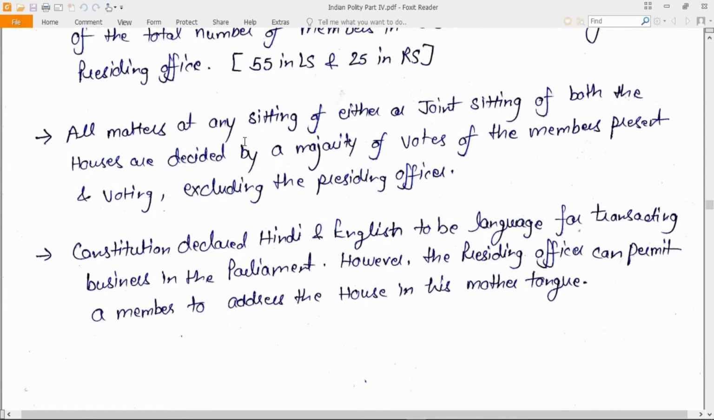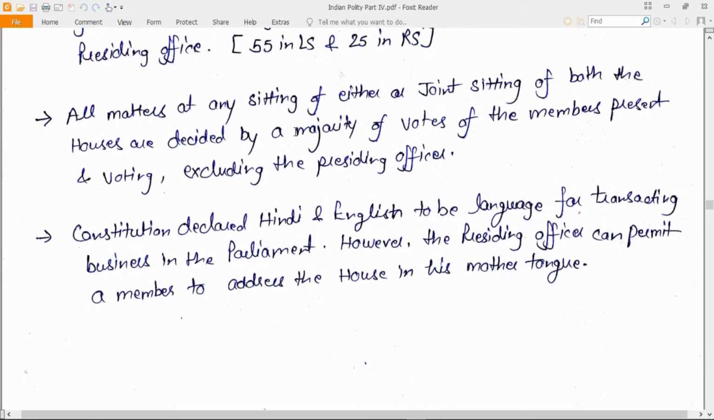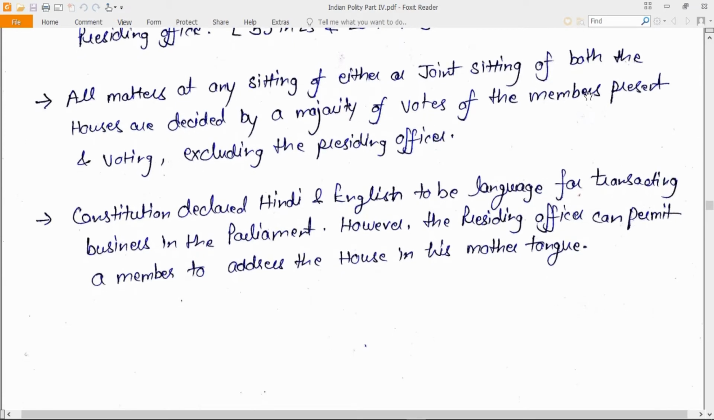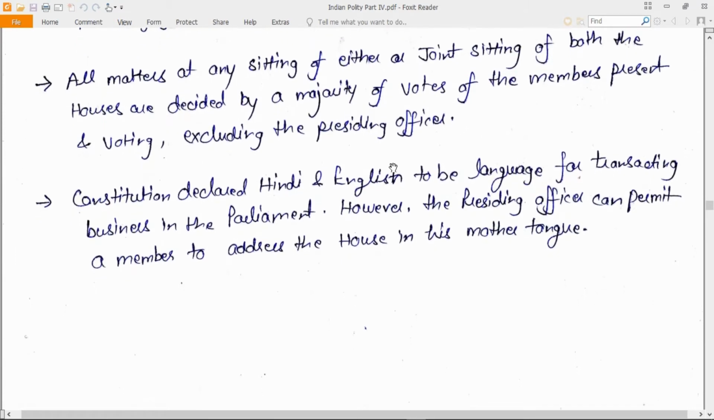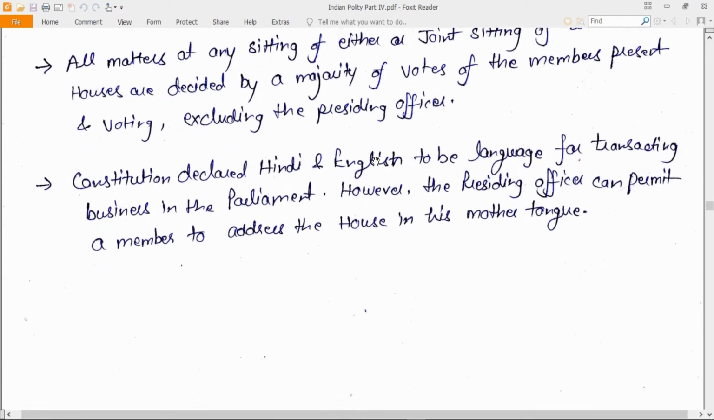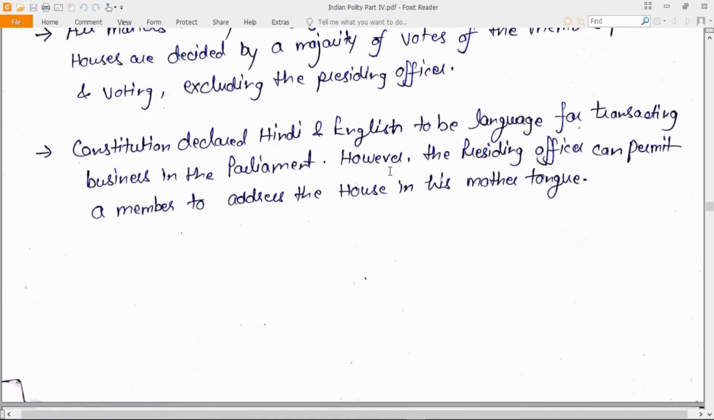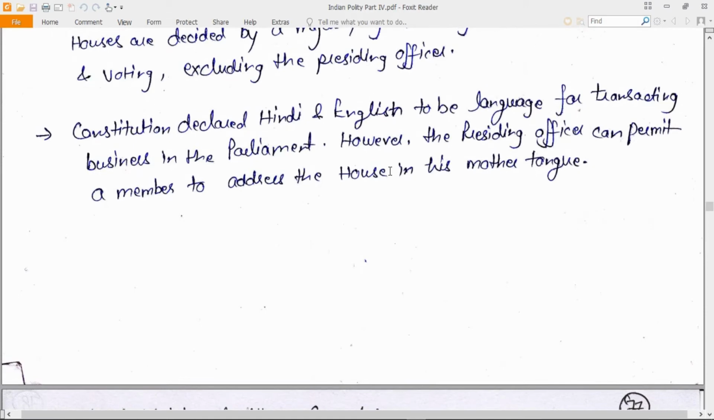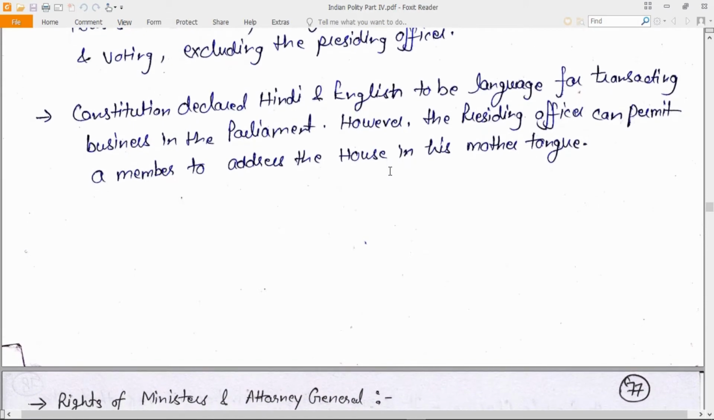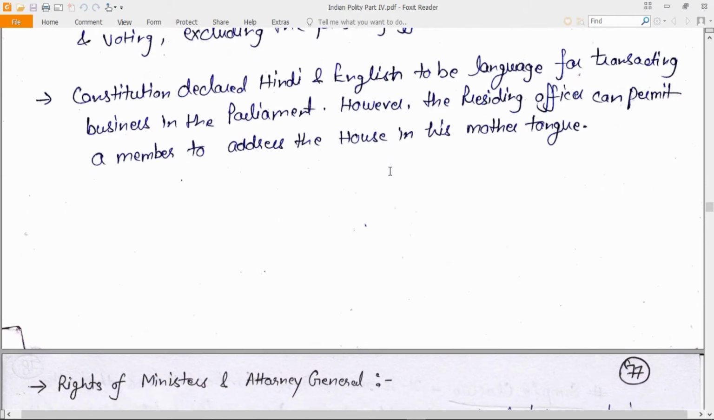Now, all matters at any sitting of either House or a joint sitting of both the houses are decided by the majority of votes by members present and voting, excluding the presiding officer. The Constitution declared Hindi and English to be the languages of transacting business in the Parliament. However, the presiding officer can permit a member to address the House in his mother tongue.